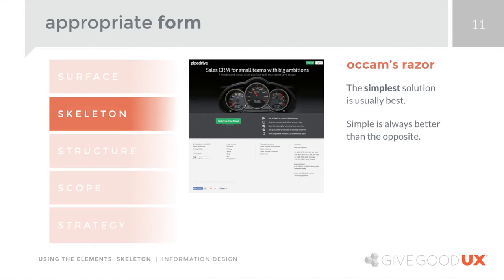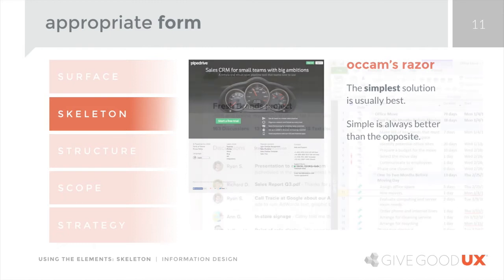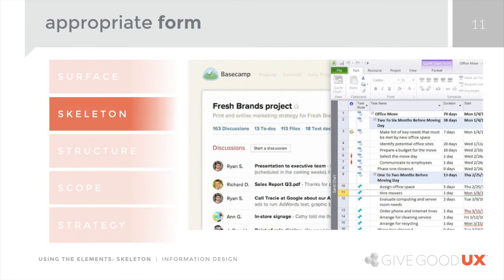Conversion, which means people clicked and got to the sign-up link and actually completed the form and signed up for the service, increased by 300%. 300. That's huge. So this is certainly an example of an instance where the simplest solution was absolutely the best solution. Here's another example. These are two different kinds of project management software.